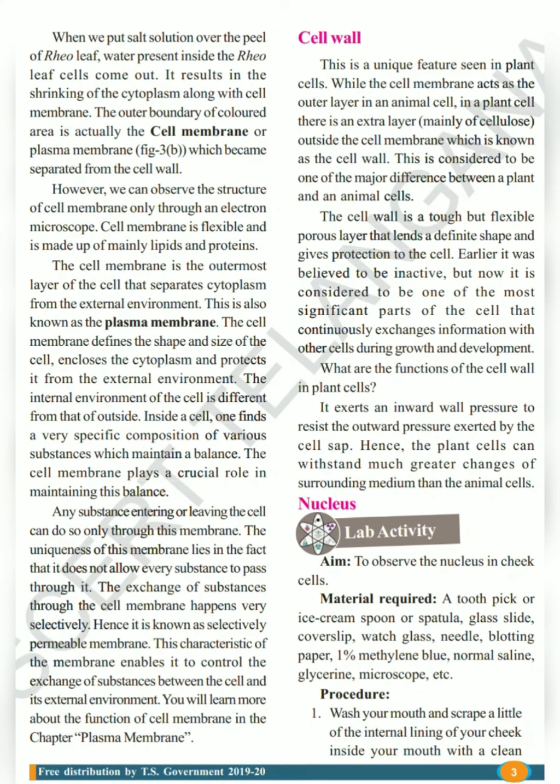The next topic we are going to learn is about cell wall. So what is a cell wall? As we have discussed, it is a unique feature which is seen only in the plant cell. As we know, it is absent in animal cell. So, plant cell has an extra layer over the cell membrane which is called as cell wall. So, this is considered to be one of the major differences between plant and animal cell. The cell wall is also a tough, flexible, porous layer and it also holds a definite shape. And it provides an extra protection to the cell.